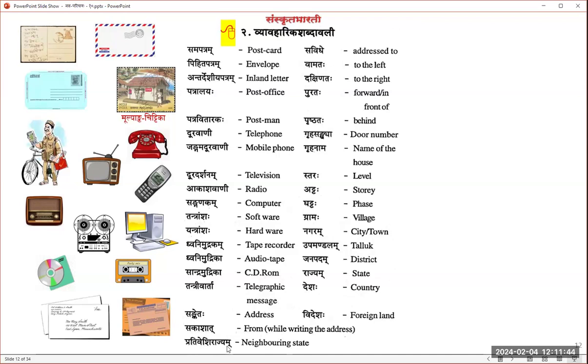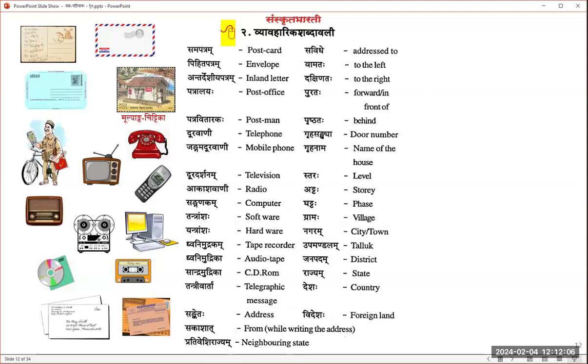Prativeshi Rajyam, neighboring state. See, Veshi means sitting. Prativeshi means one who is sitting opposite or next to you. So Prativeshi Rajyam, the state that is sitting next to you, neighboring state. Nice construction. Thanks, Bhagini. Well done.